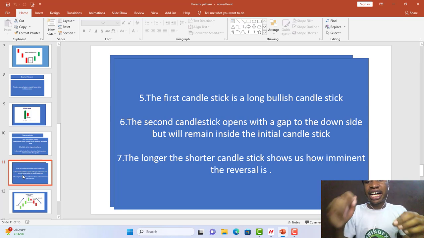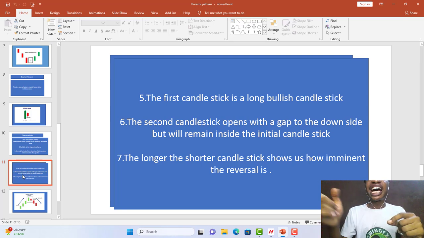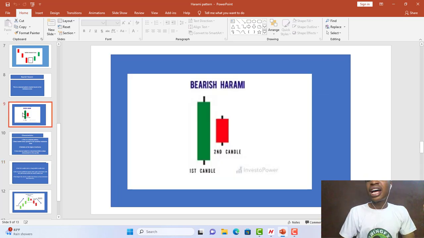The longer the shorter candlestick is, the more it shows us how imminent the reversal is. It tells us whether the trend reversal is going to take a short time or a long time. But it must not engulf the previous bullish candlestick, right?